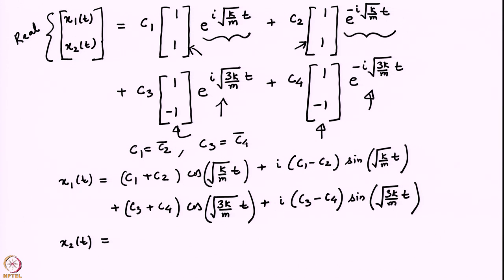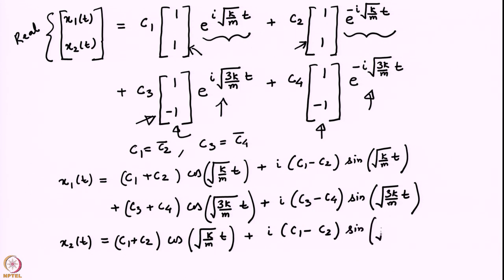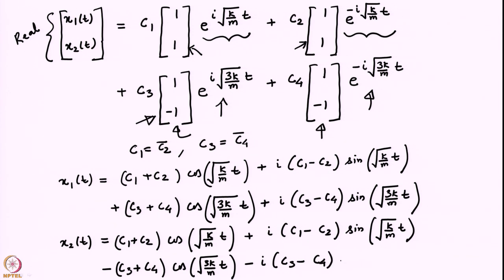The first part will be exactly the same, the second part will be different, because the second column, the second row in the eigenvector is different. So we will have c1 plus c2 cos square root k by m t. Okay, so that is our expressions.